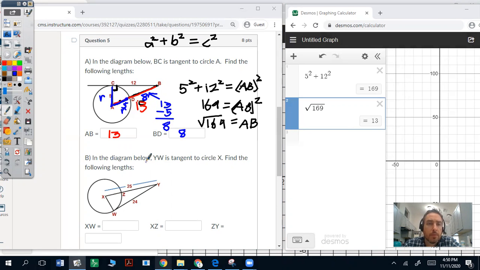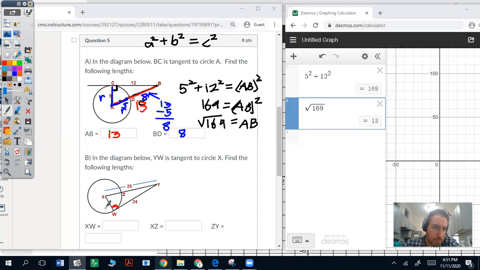Let's look at part B. So part B is a little bit different. It's still going to be the same Pythagorean theorem formula. You have a right angle right there. Difference here is that you're given the hypotenuse, not the two legs. What we don't know is the radius.